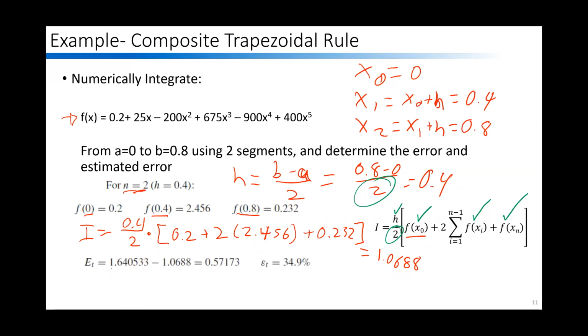I can now go in and calculate my true error. Once again, taking the true value of 1.64, subtracting off my approximate value using the composite trapezoidal rule, 1.0688, and that gives me 0.75. This is telling us that we have only a 34.9% error.